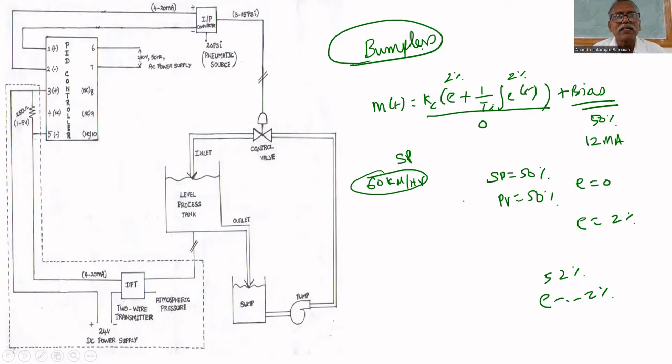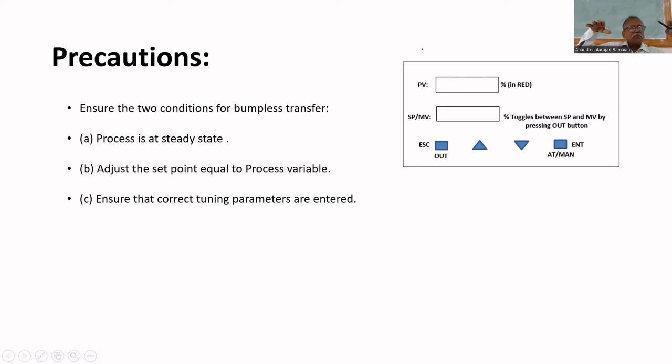You understand this point? So transfer from manual mode to auto mode seamlessly. For that, set point must be equal to PV. For that, 3 conditions have to be satisfied. If you transfer from manual mode to auto mode, that is called bumpless transfer. To do bumpless transfer, 3 conditions have to be met.